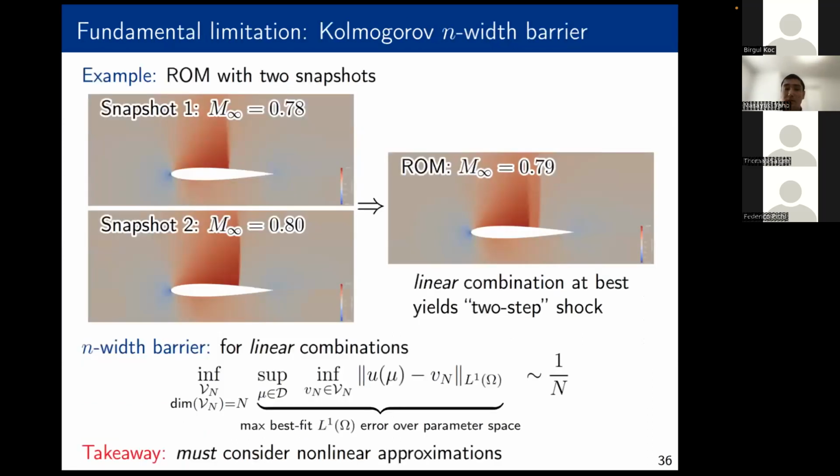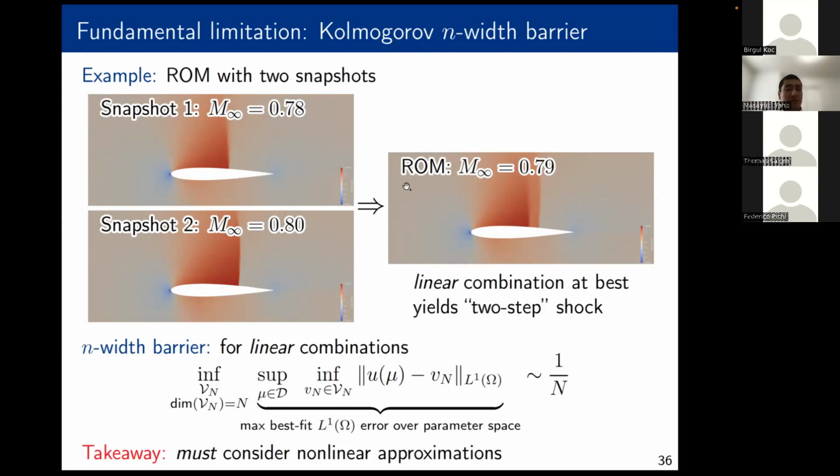And we can illustrate this by just looking at a ROM constructed based on 2 snapshots. So let's say we compute one snapshot at the Mach number of 0.78 and the other one at a Mach number of 0.8. You notice that the shock sits further back for this higher Mach number solution. Now, we're going to try to predict the solution at a Mach number of 0.79. Now, the correct shock basically lies in between these 2 shocks.